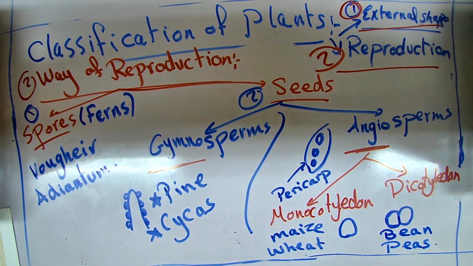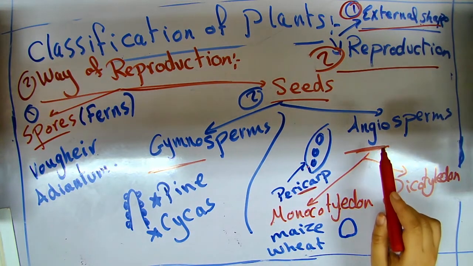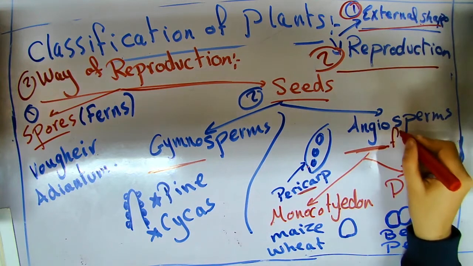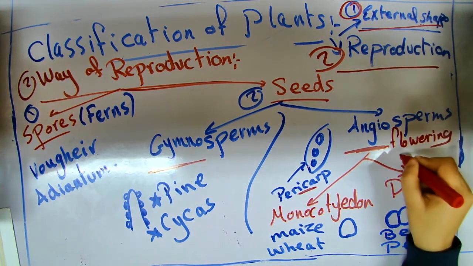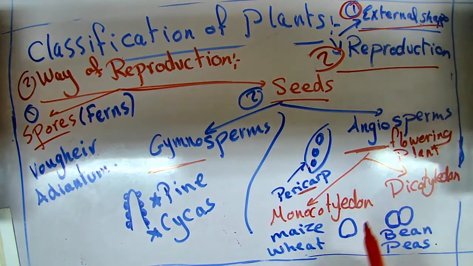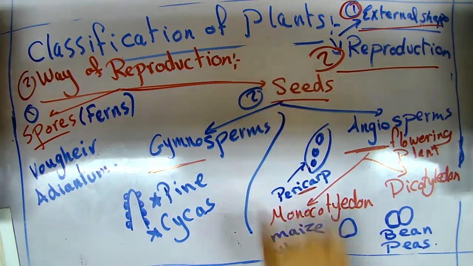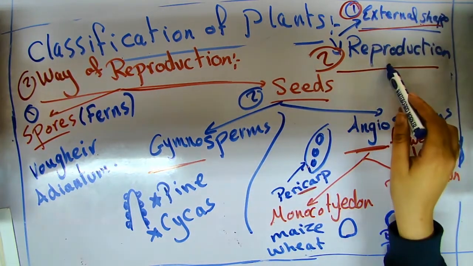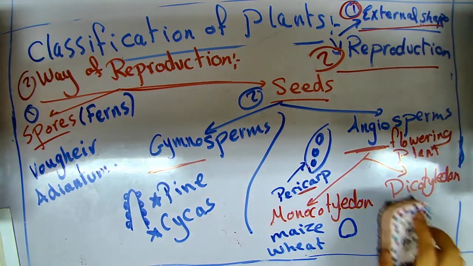So angiosperms, the seeds are covered by a pericarp or fruit envelope. Angiosperms have another name, which is flowering plants. Flowering plants means angiosperms. Angiosperms are classified into monocotyledon, like maize and wheat, and dicotyledon, like bean and peas. In classification of plants, we talked about external shape and way of reproduction. Now we will talk about classification of animals.